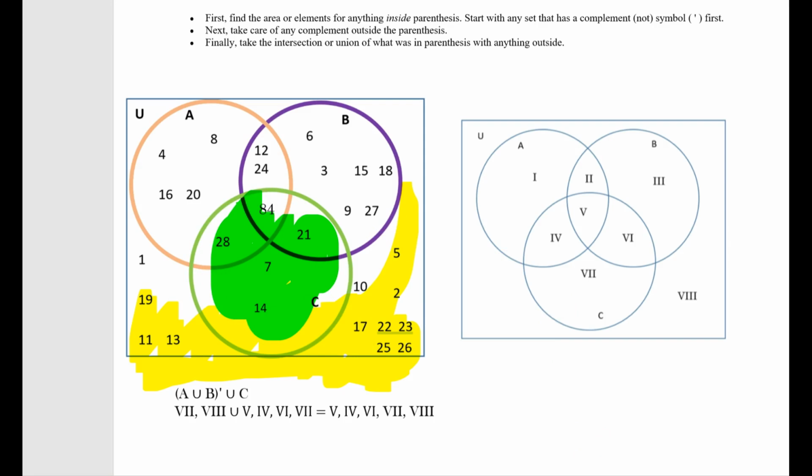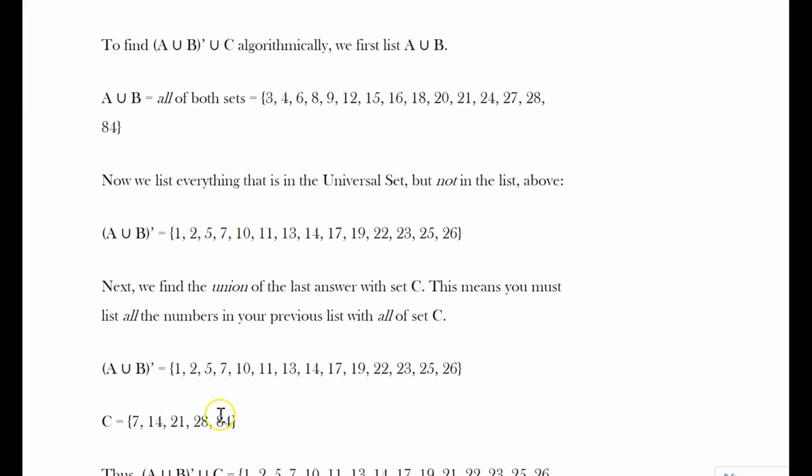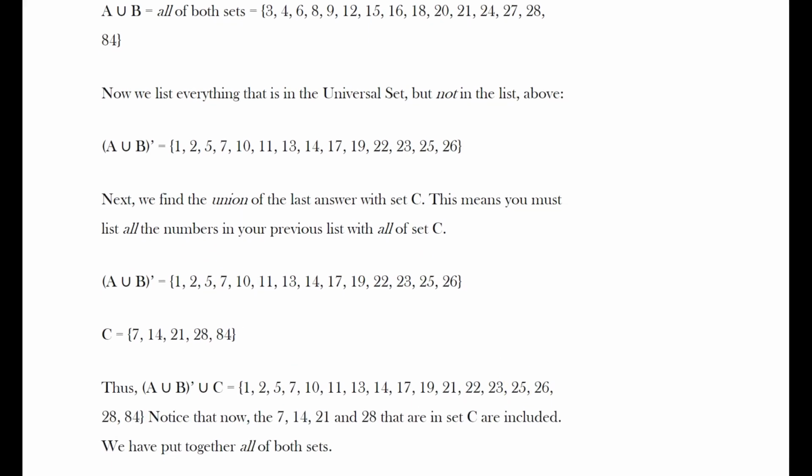So we're going to include all of that with all of this when we do the union, and here's our final answer. And notice that 7, 14, 21, and 28, all of those are in set C. They're all included because that's what union does. So that's the list method. So remember, again, you can choose any method you like, but I urge you to try the colored pencils. It's more fun, and it seems to help people learn it better.